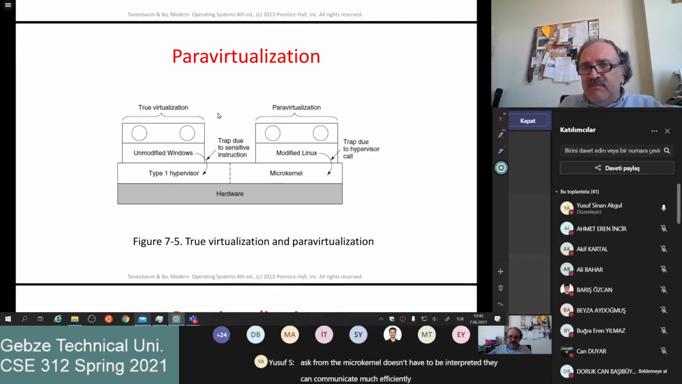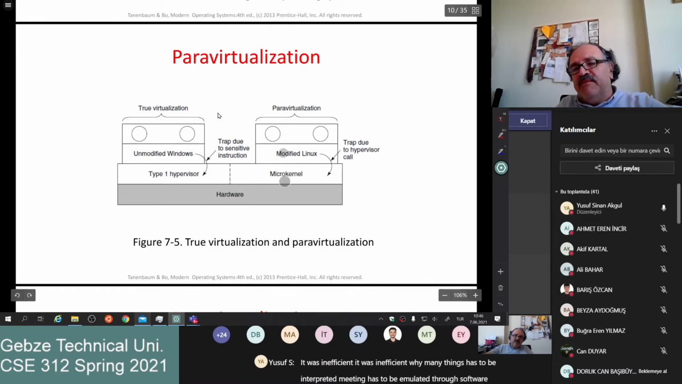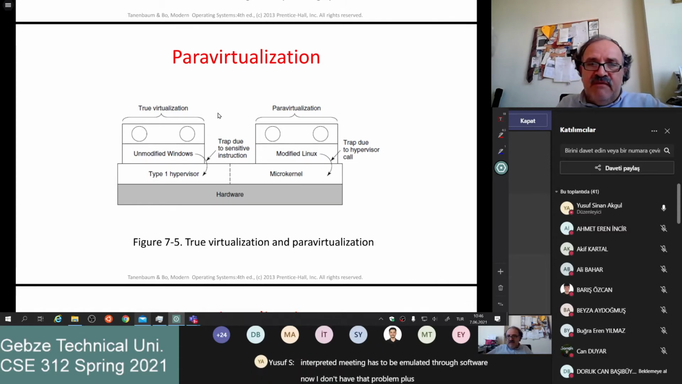So what was the problem with virtualization? The problem with virtualization was it was inefficient. Why? Many things have to be interpreted. Many things have to be emulated through software. Now I don't have that problem, plus I have all the advantages of virtualization. So that means I have the best of both worlds, and that's a very good idea.